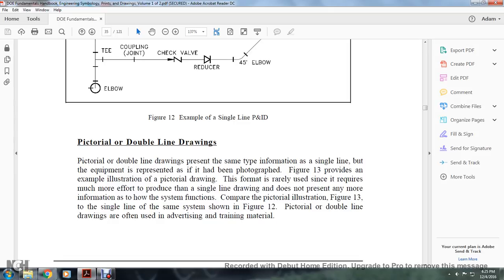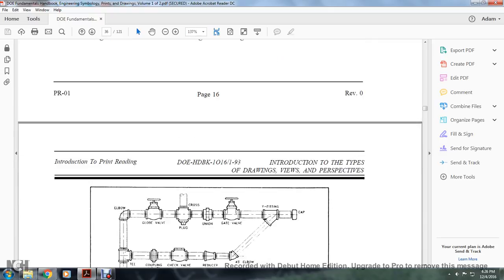Pictorial double line drawing. Pictorial double line drawings represent the same type of information as single line, but the equipment is represented as it would be photographed. Figure 13 provides an example. The format is rarely used because it requires much more effort to produce than a single line, and the drawing does not present any more information about the system function. Compare the pictorial illustration, Figure 13, with the single line of the same system shown in Figure 12. Pictorial double line drawings are often used in advertising and training material.